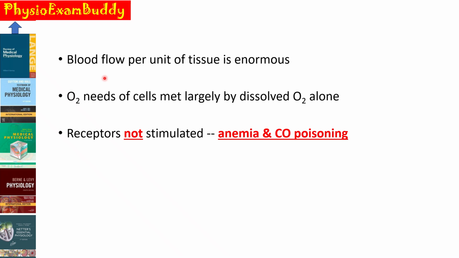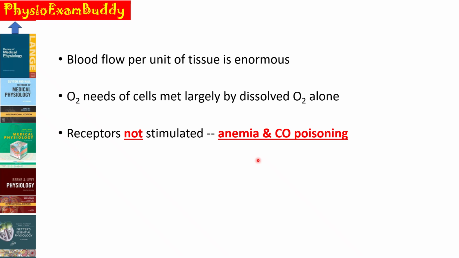Because of this enormous blood flow per unit of tissue, the oxygen needs of the cells can be met largely by the dissolved oxygen alone. Therefore, the receptors are not stimulated in conditions such as anemia or carbon monoxide poisoning, which is an example of anemic hypoxia, in which the amount of dissolved oxygen in the blood reaching the receptors is generally normal, even though the combined oxygen in the blood is markedly decreased.